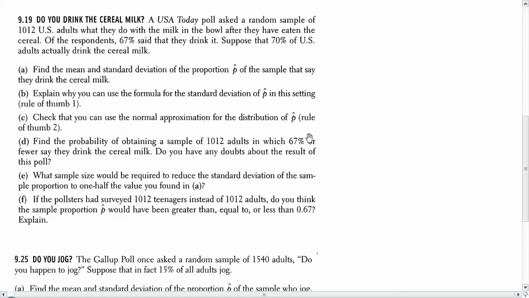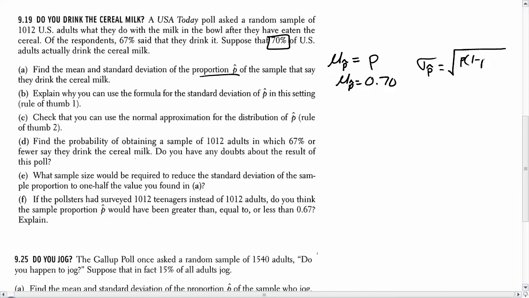Okay, find the mean and standard deviation of the proportion p hat of the sample that say they drink the cereal milk. Okay, well, the mean of p hat is equal to the true population proportion. So a lot of times you're given information that realistically, if we already knew this, we wouldn't be doing this experiment or this sampling. Well, the average of all the proportions is the population proportion. That means the average of all the sample proportions is 0.7, because we have that number in the problem. 70% of U.S. adults, of all U.S. adults.